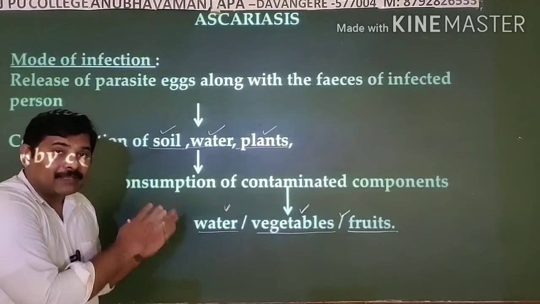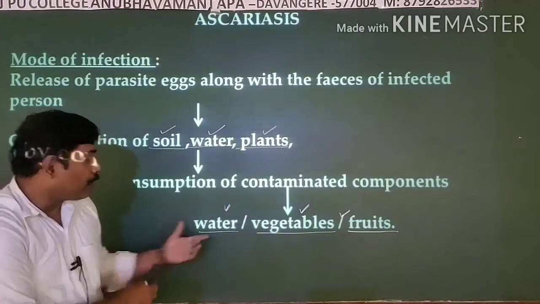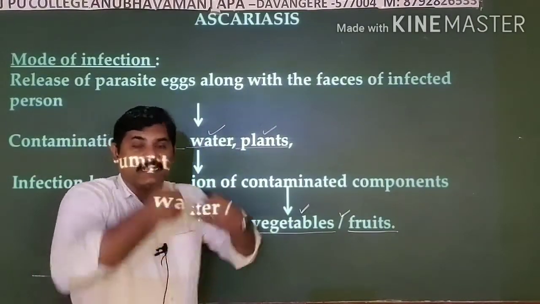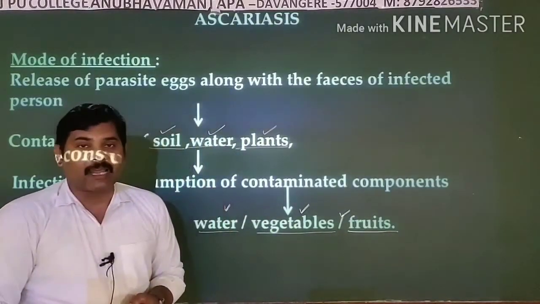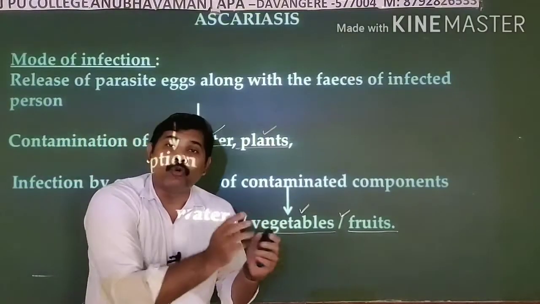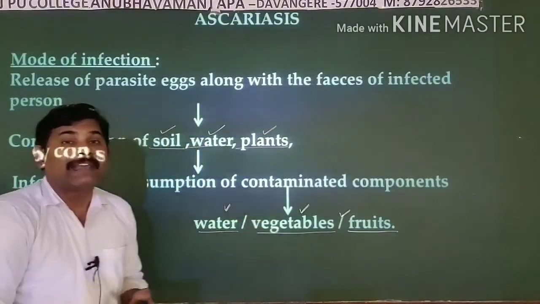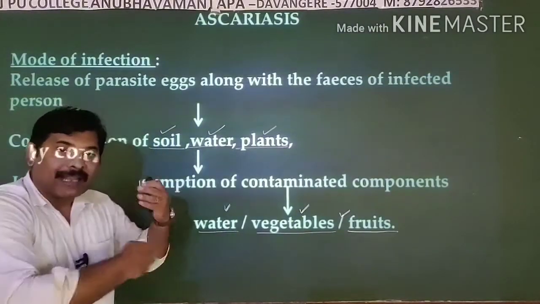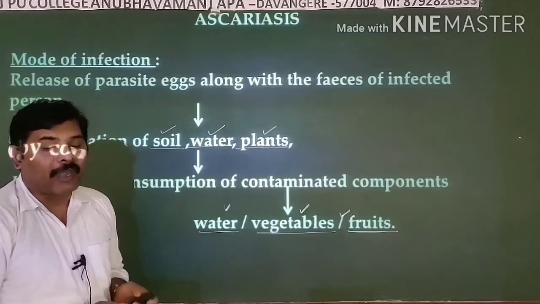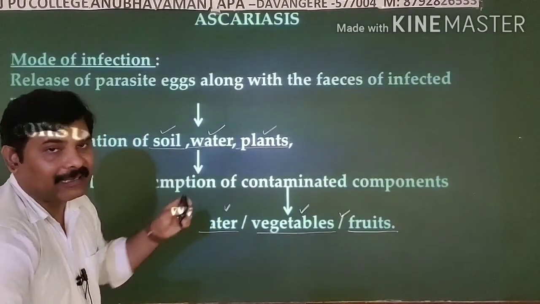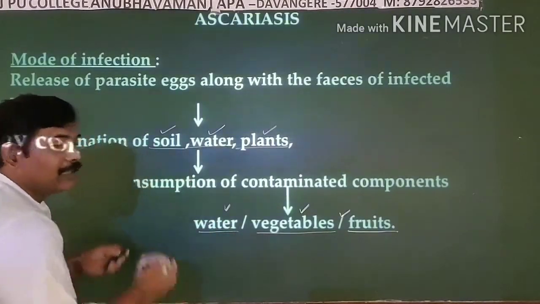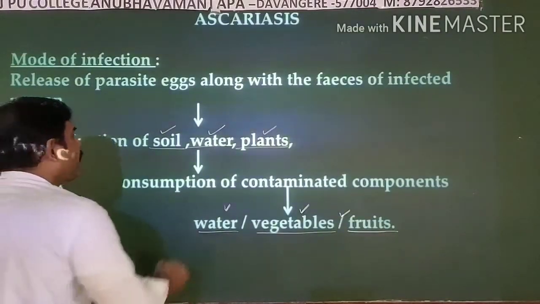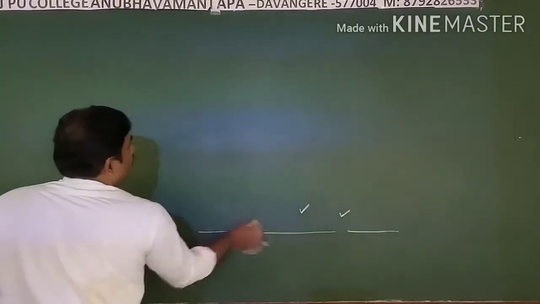Then when a person consumes such contaminated water, vegetables, or fruits, this embryonated egg enters our intestine and causes infection in the new host. This is how the infection occurs. Now I will explain the complete life cycle of this parasite, so you will get more idea of how it is transmitted, how it develops pathogenicity in our body, and what symptoms develop. We will study all of that now.